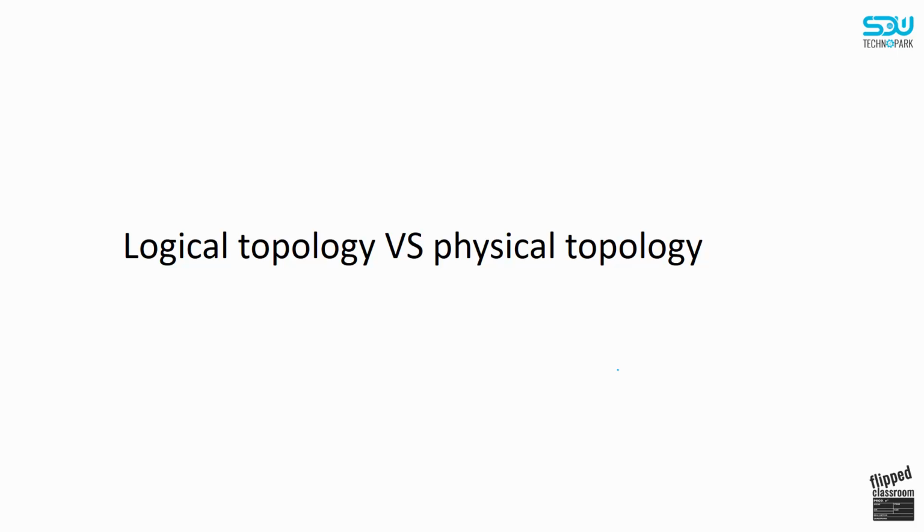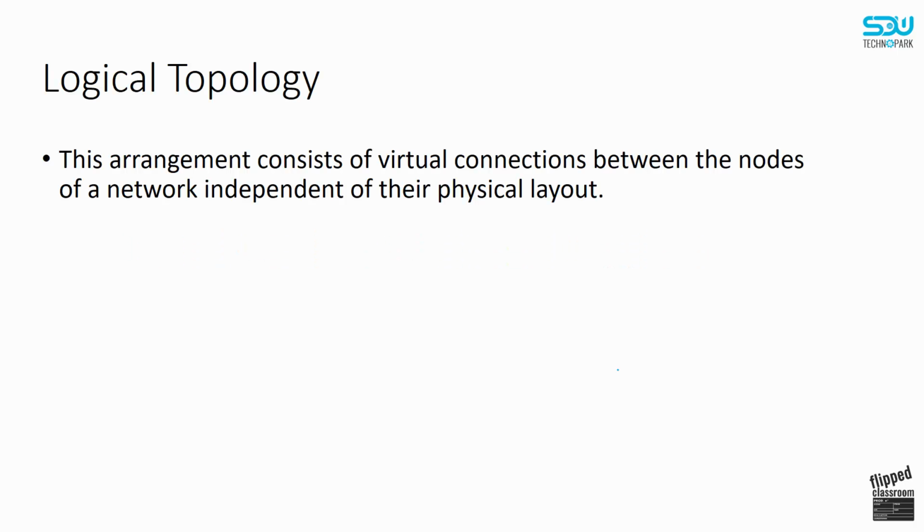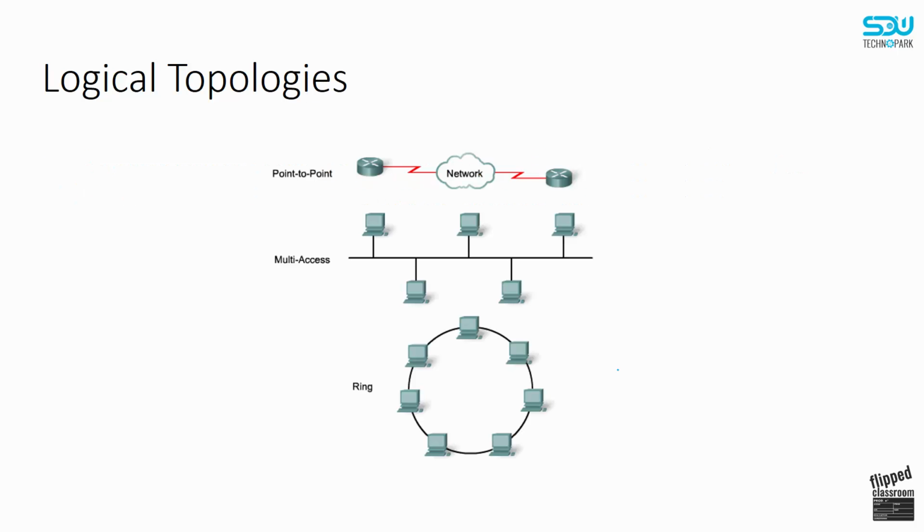What are the differences between logical and physical topologies? A logical topology is an arrangement consisting of virtual connections between the nodes of a network, independent of their physical layout. Some logical topologies are point-to-point topology, where one point connects with another point, multi-access topology, which as I mentioned can be called bus topology, and ring topology, which describes the token ring topology. Physically you will not have a bus topology, but mostly a star topology.